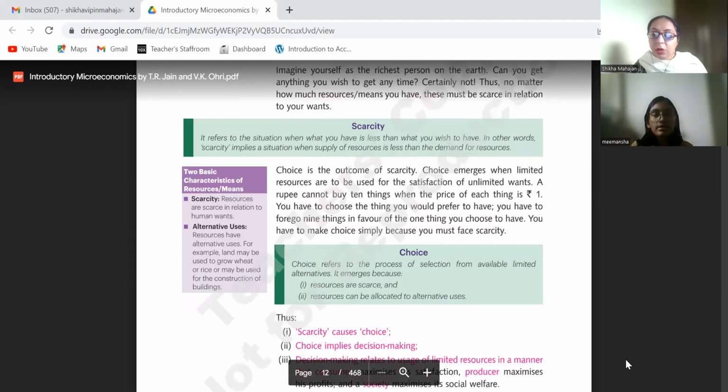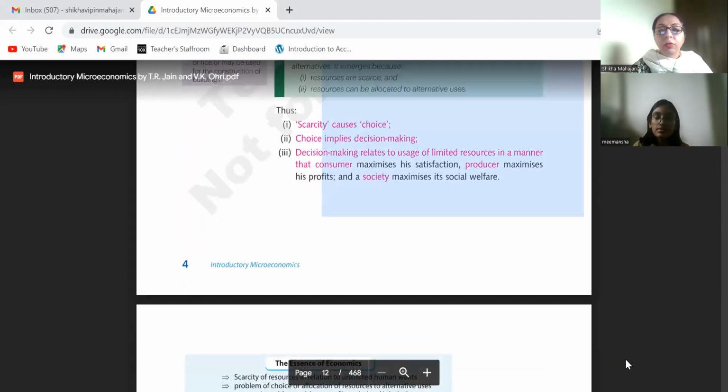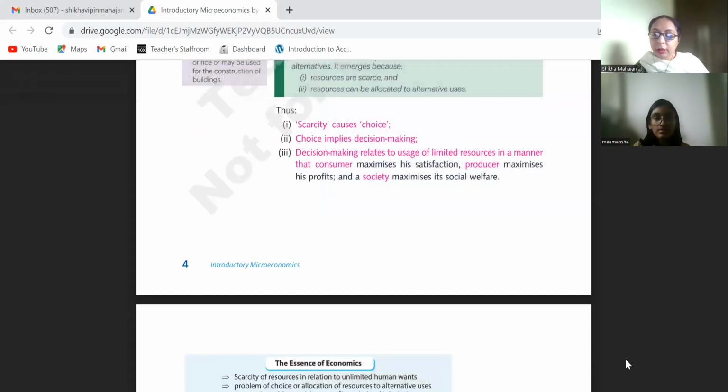So it is making the best choice out of the available resources. Choice refers to the process of selection from available limited alternatives. It emerges because resources are scarce and resources can be allocated to alternative uses. So scarcity causes choice. Choice implies decision making.